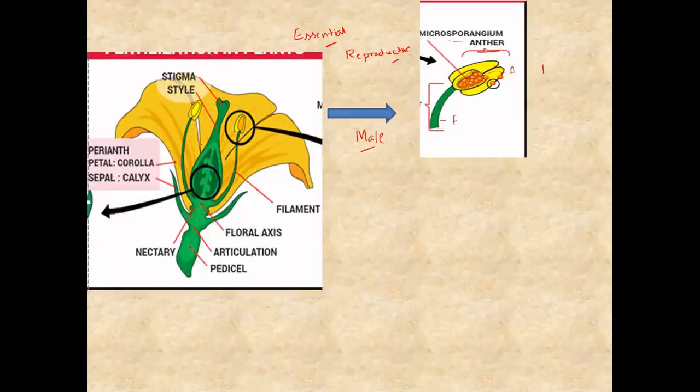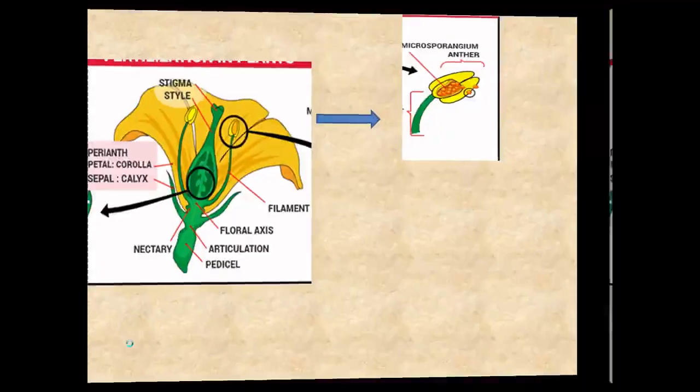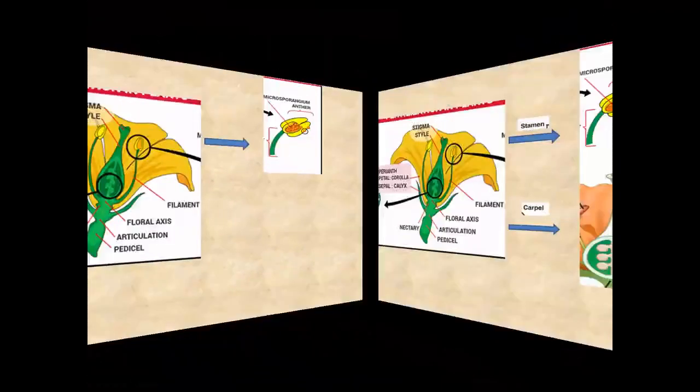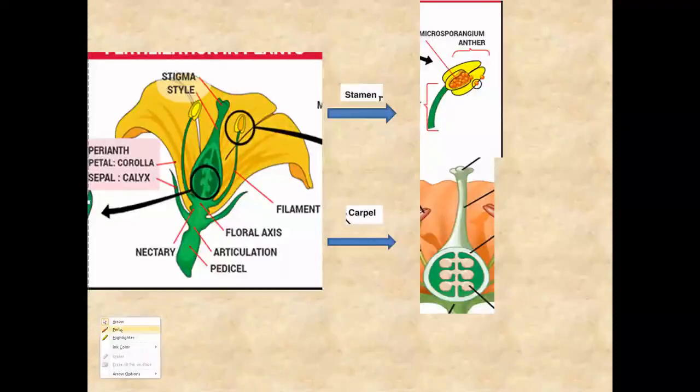Together, you can see here, it is called a stamen. And this forms the major male reproductive part of the plant, known as microsporangium. The anthers are the microsporangium. So if this is the male, let's go on to the female reproductive part. Now coming to the female reproductive part, this part is known as the carpel, or it is also known as the pistil.